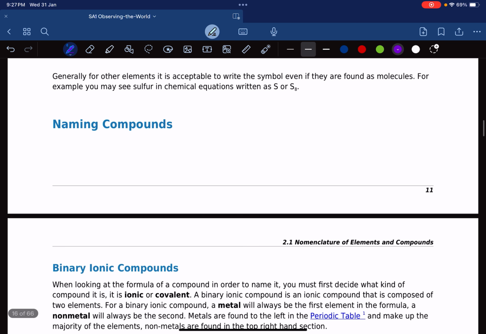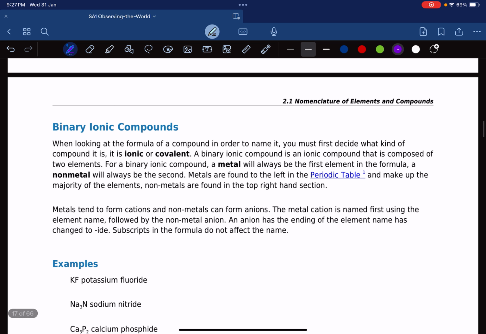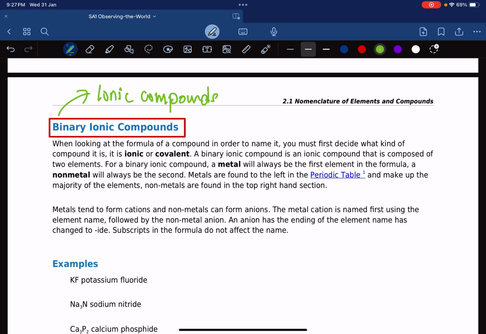Okay, so naming compounds. You see this word here, binary ionic compound. Don't panic with this word. What does binary ionic compound mean? It basically means ionic compounds made up of only two types of elements. Only two types of elements.